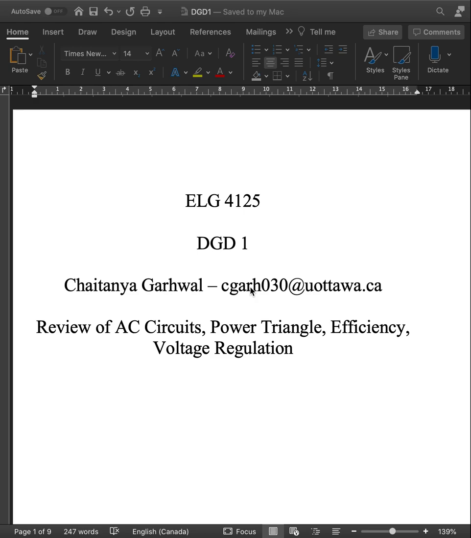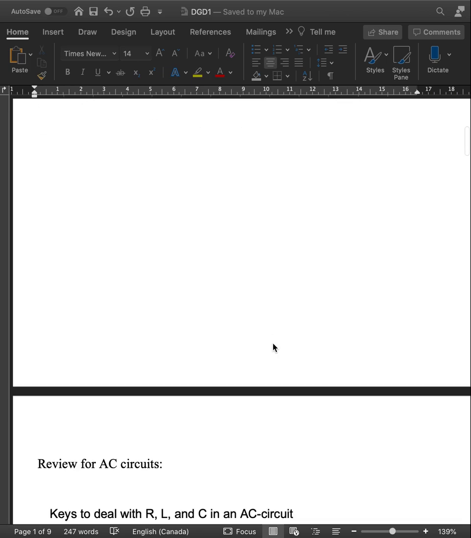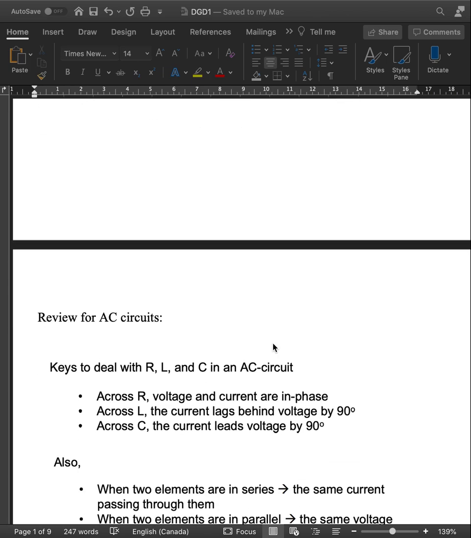Well, for the first DGD, we're just going to review AC circuits, power triangle, efficiency, and voltage regulation. Hence, it's going to be a small one, maybe 30-40 minutes, maybe smaller than that. We'll see how this goes. I might add some more problems as we go along. So let's begin. First, we'll begin with the AC circuits.